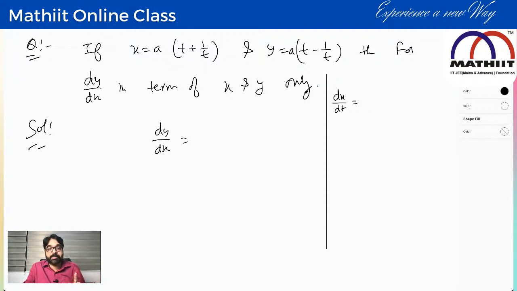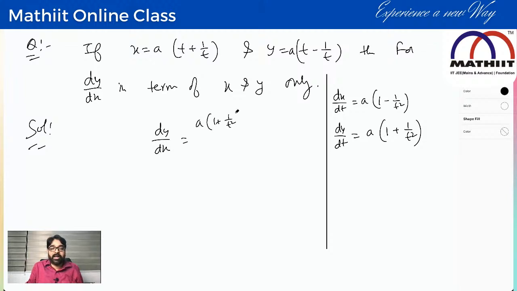Be clear, with respect to t you are doing. So a will be constant, it will come out. d by dt will go inside. d by dt of t will be 1. And for 1 by t, differentiation, remember all of you, is minus 1 by t square. And dy by dt will be equal to a, and differentiation of t is 1, plus 1 by t square, because of minus minus. So now dy by dx, this by this, means a into 1 plus 1 by t square divided by a into 1 minus 1 by t square.